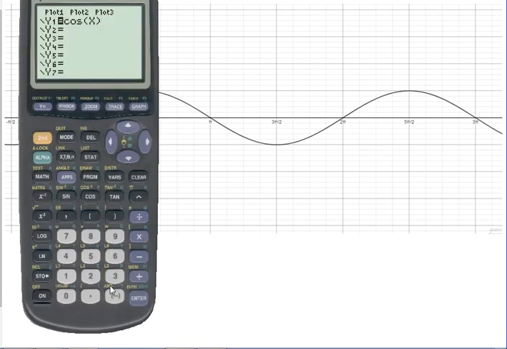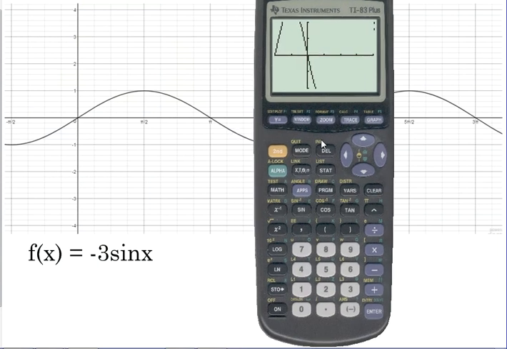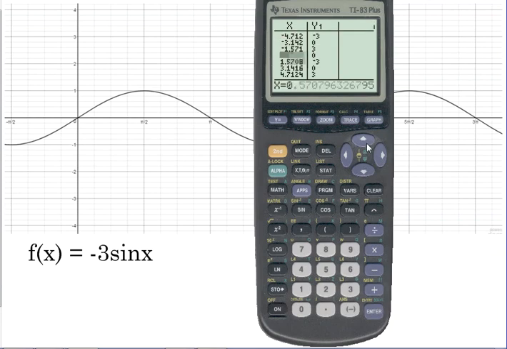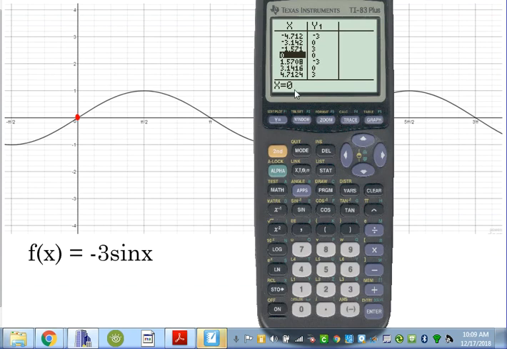So let's see if that's indeed what happens. -3 sine of x. Okay, it doesn't fit anymore. Let me go to my table and get some values here. At 0, I'm still at 0. This would be pi over 2. Now I'm at -3. So notice the difference.